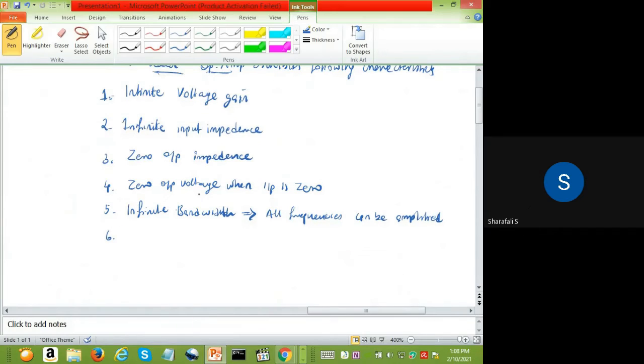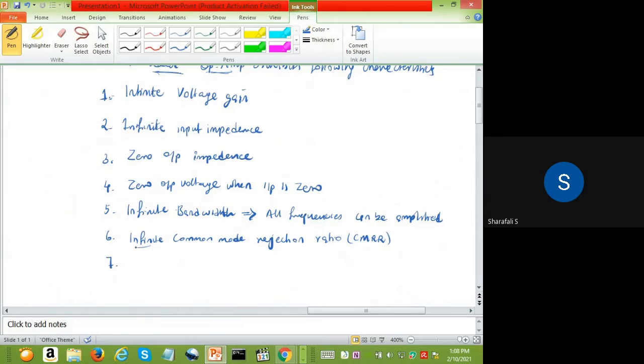Number 6, infinite CMRR, common mode rejection ratio, CMRR. If there is any common mode between those two legs, that will be rejected from amplification. So how much is that ability? That ability will be infinity for the ideal case. So it will completely remove that common voltage.